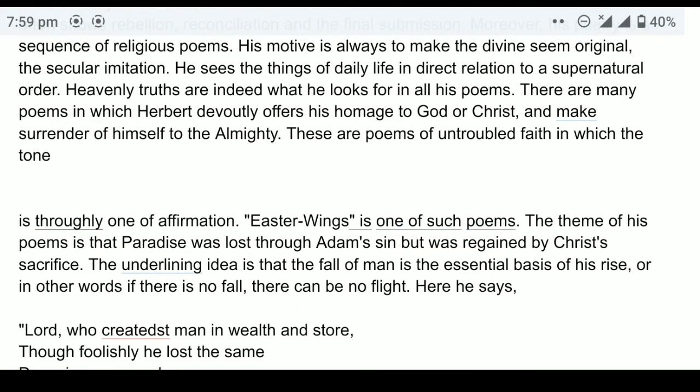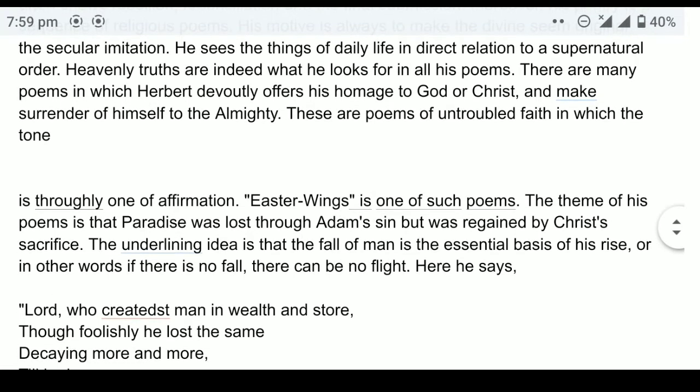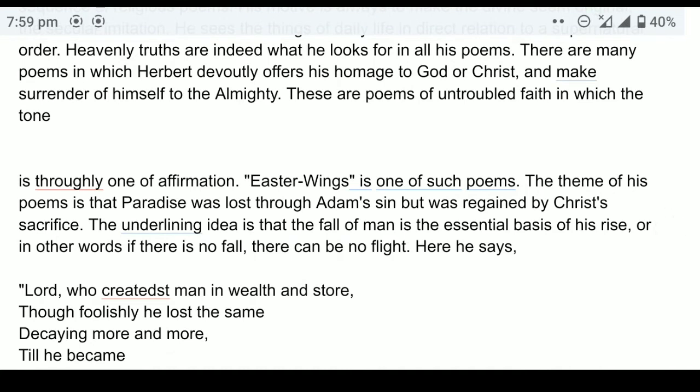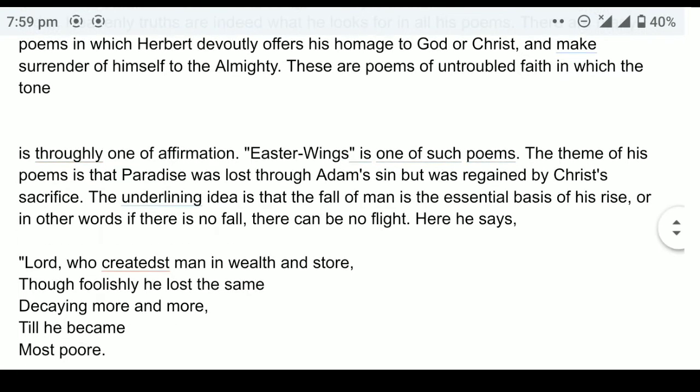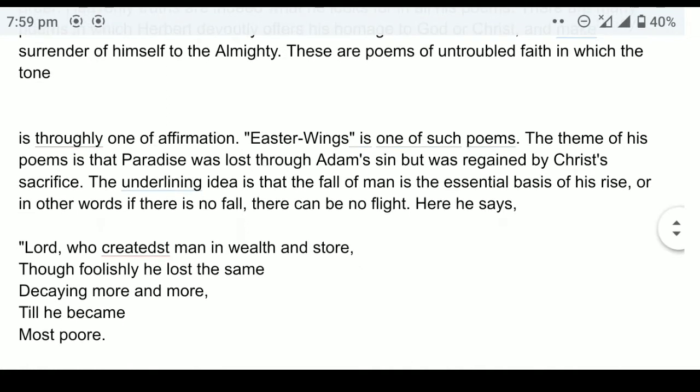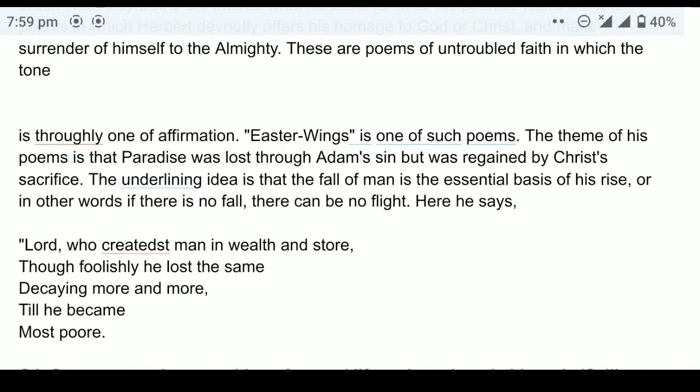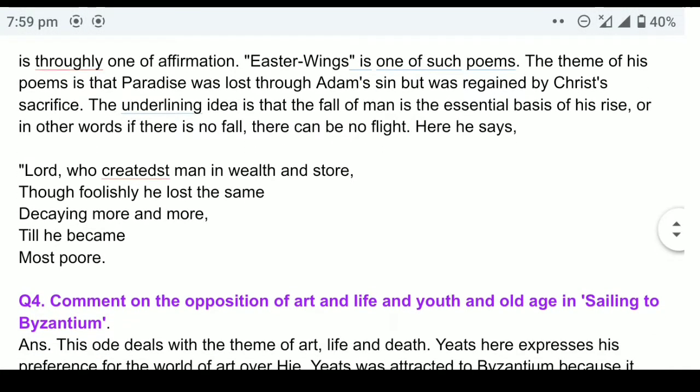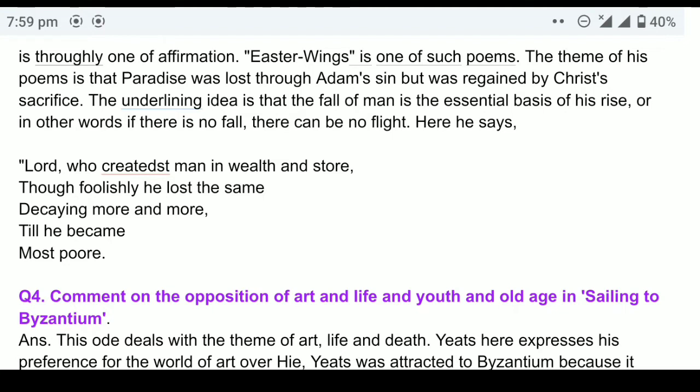His motive is always to make the divine seem original, the secular imitation. He sees the things of daily life in direct relation to a supernatural order. Heavenly truths are indeed what he looks for in all his poems. There are many poems in which Herbert devoutly offers his homage to God or Christ and makes surrender of himself to the Almighty. These are poems of untroubled faith in which the tone is truly one of affirmation.